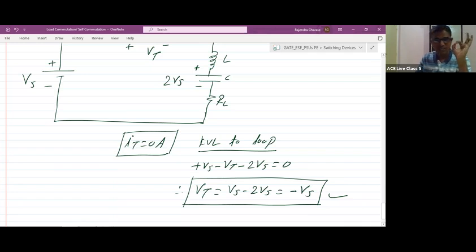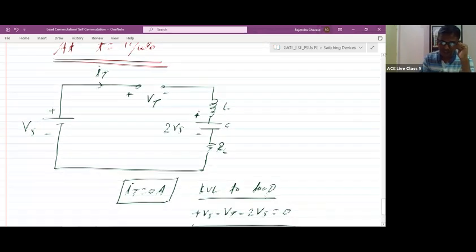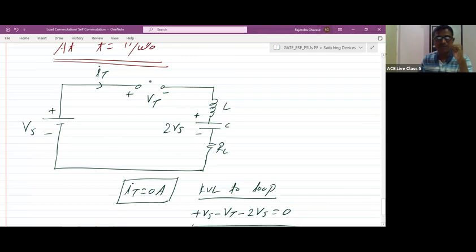So can we say that the second requirement for commutation has been reached, that is, negative voltage is appearing across the thyristor? Is this clear? As the discharging path is not available for the capacitor, the capacitor will hold that same voltage, that is 2 Vs. The capacitor will not discharge at all because the discharging path is not available.